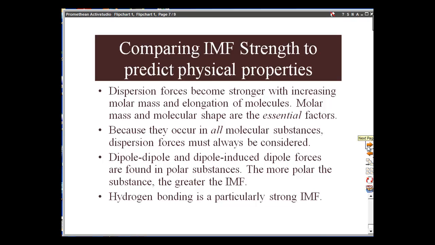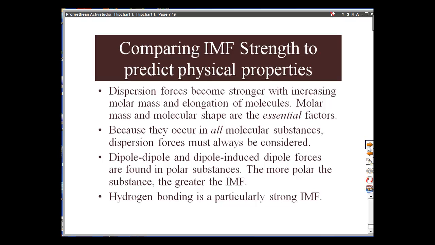Take a look at this slide. Dispersion forces become stronger effects when molar masses increase and with elongation of molecules. That is interesting. If you have a really large hydrocarbon like paraffin wax, it ends up being a solid compared to methane, which is a very small one. Both have LDF, but the more and more particles you have, the stronger the effect of that London dispersion force.